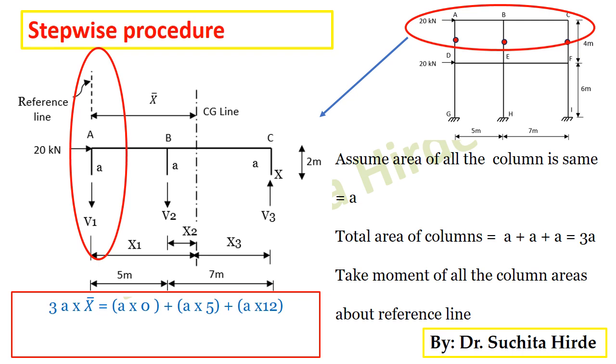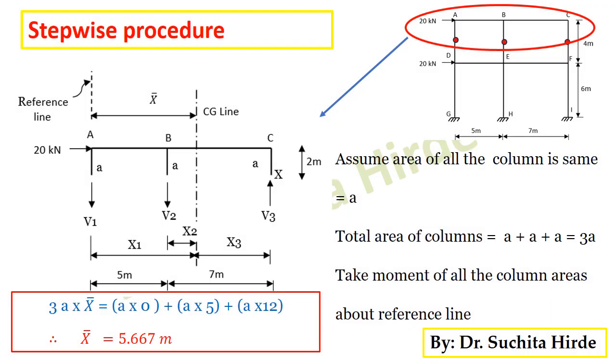Then the second column distance is 5 meter, so A into 5, plus the third column distance is 5 plus 7, 12 meter, so it is A into 12. If we calculate this, you will get x bar is equal to 5.667 meter. That means the distance of the CG line from the reference line is x bar.